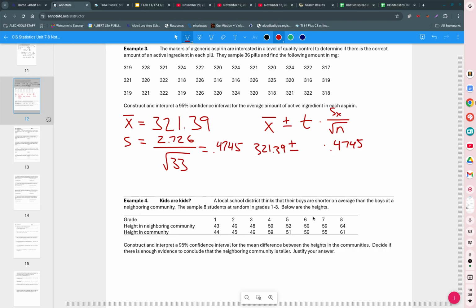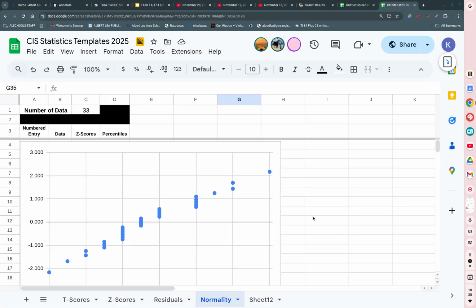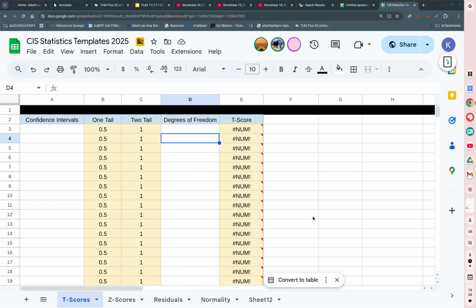How do I find the t-score? You could go to the sheet, or you could go straight to this guy right here and go to the bottom and grab a t-score. Confidence interval. What's my confidence interval? 95, so I type in 0.95. What is my degree of freedom? 32, which is 1 minus the sample size. And so I got 2.037.